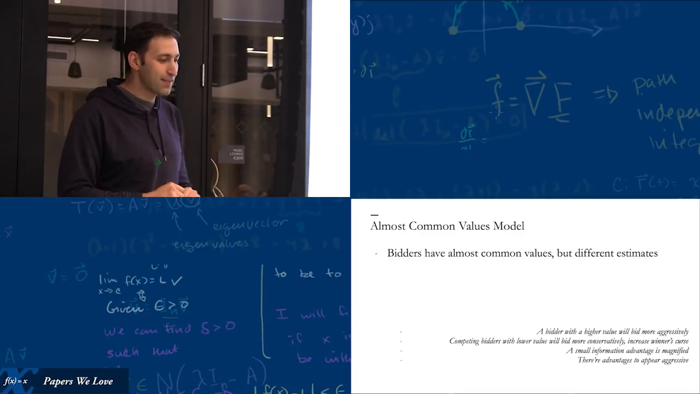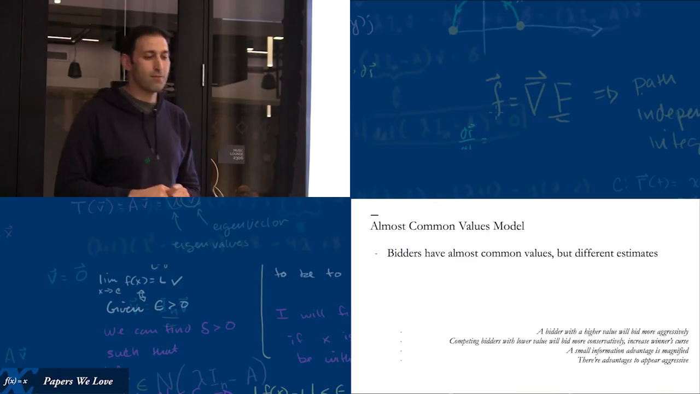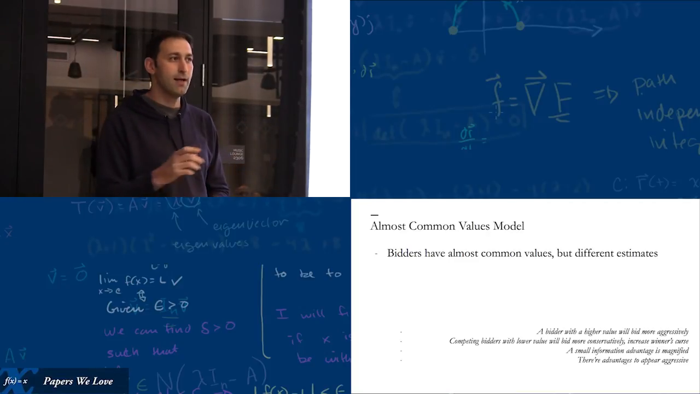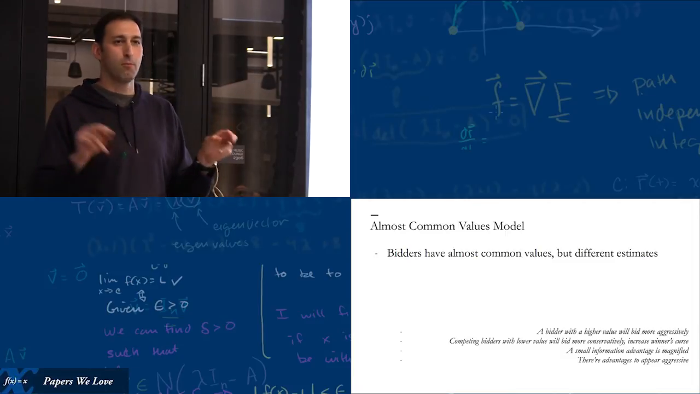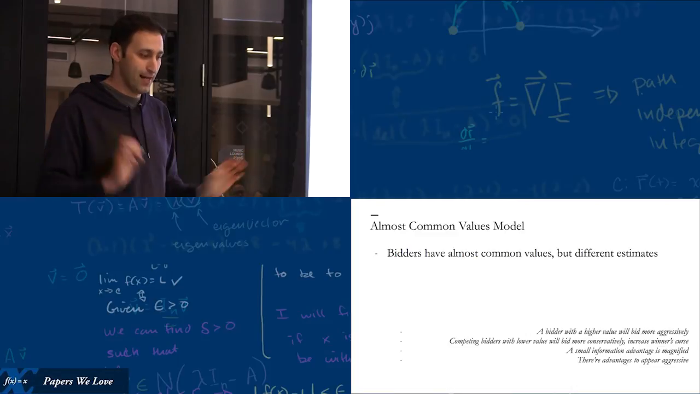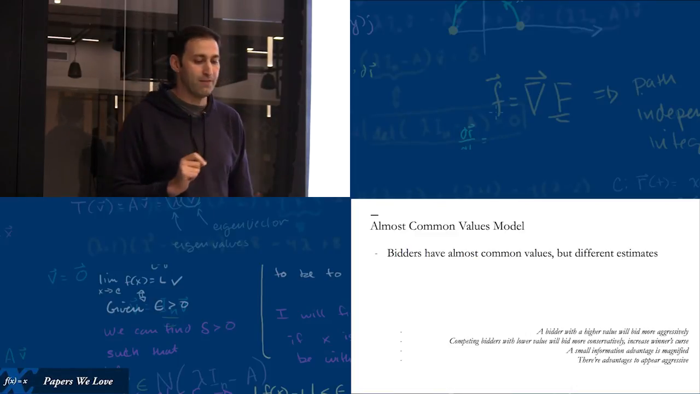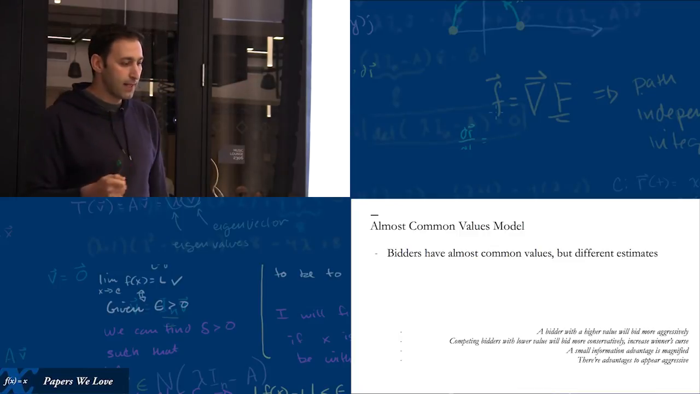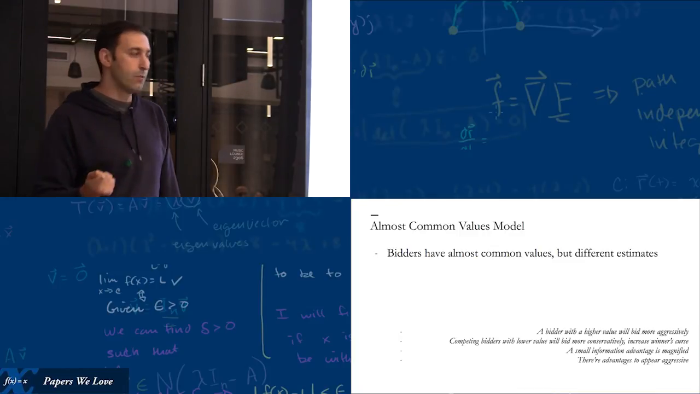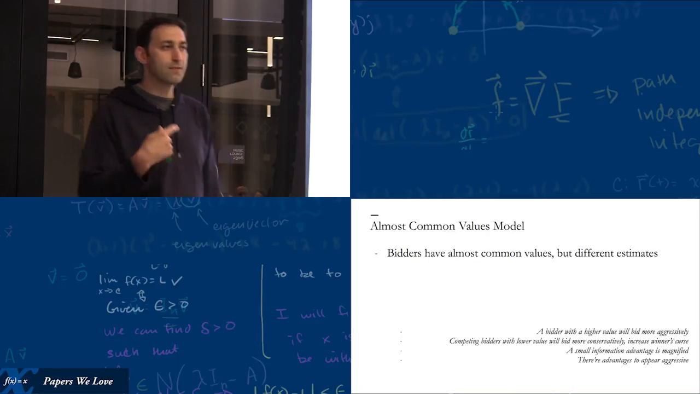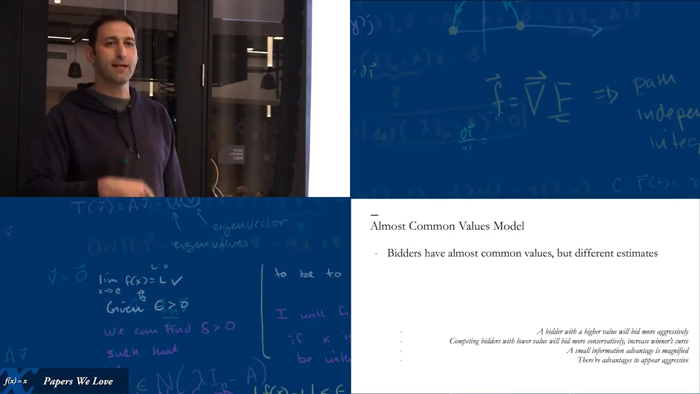So this is an almost common values model, where we have almost common understanding of what it's worth. However, some players, or one player, has a disproportionate understanding of what it's worth. It's worth more to them, and everybody knows that, right? So the model shows that the bidder with a higher value would bid very aggressively, and that the competing bidders with a lower value will bid more conservatively.